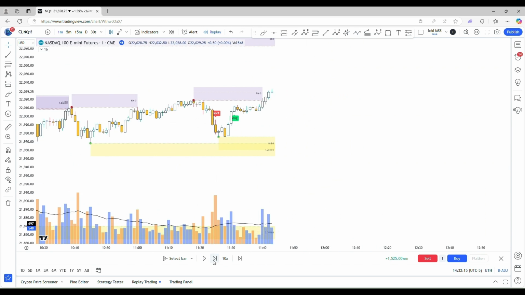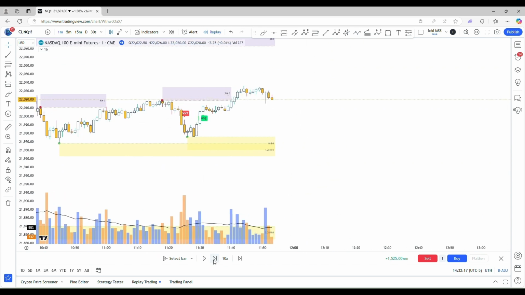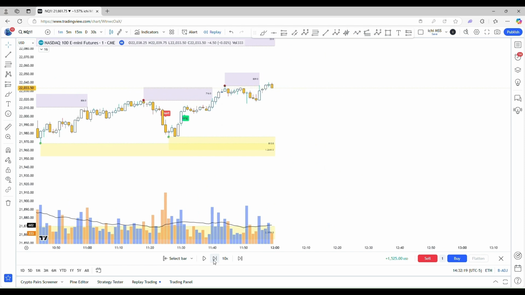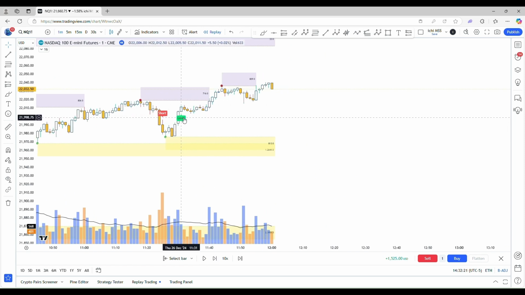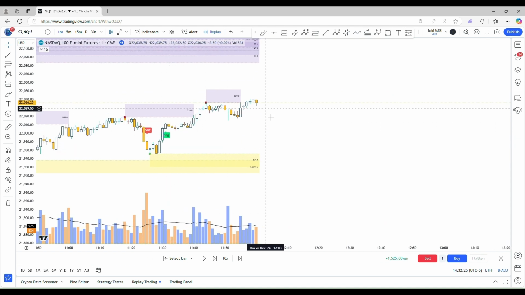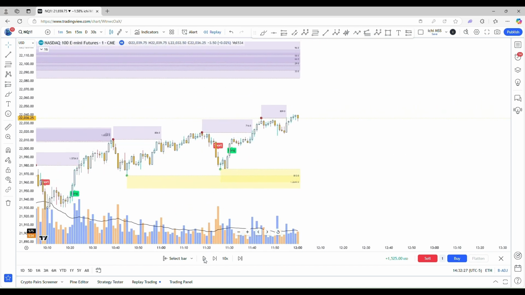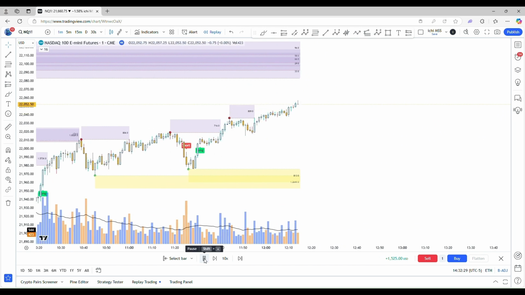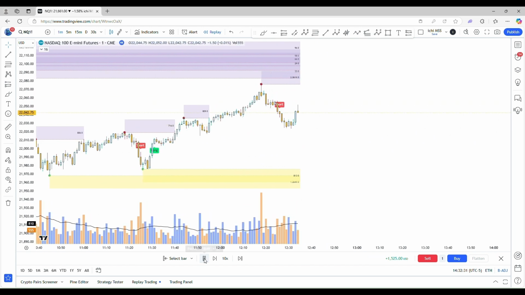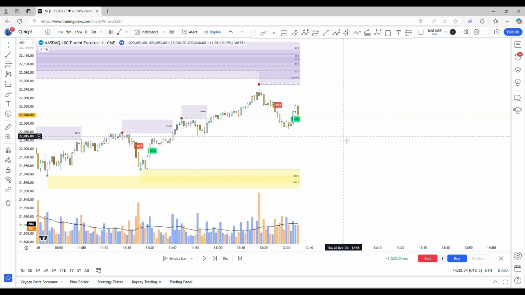Nothing in trading is 100%, but just using this as a general guideline, like right here, we could have entered long after it touched this area, etc. See how it plays out. So yeah, that's basically the general idea.